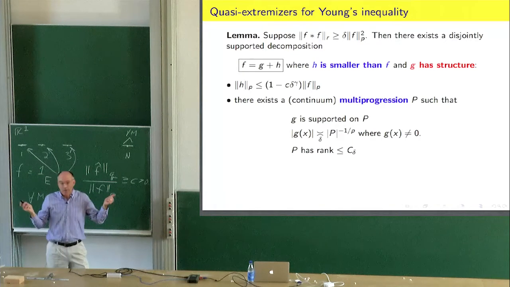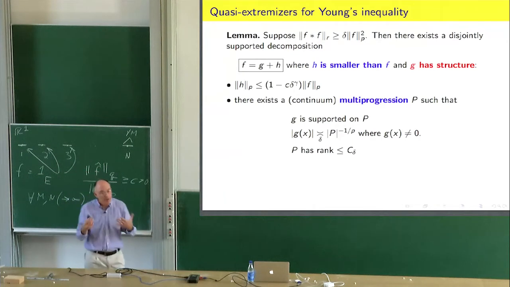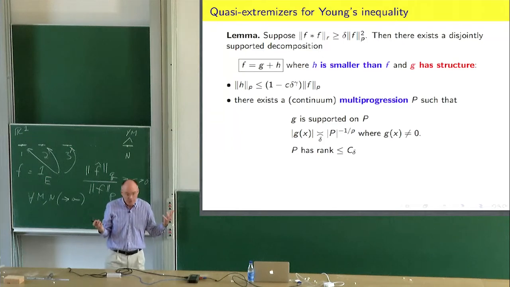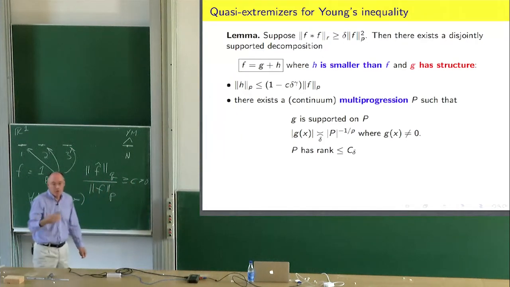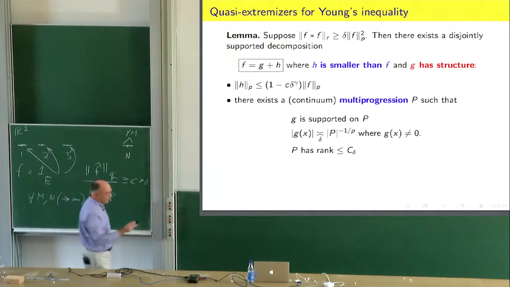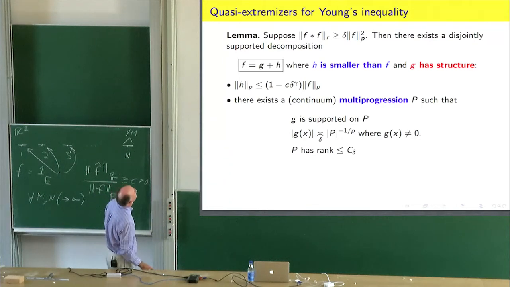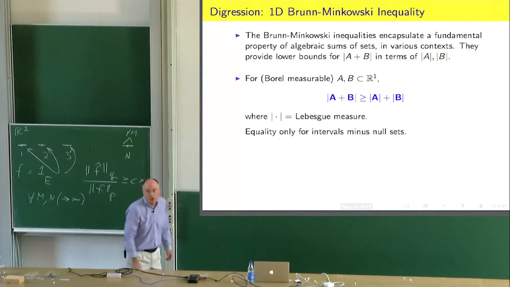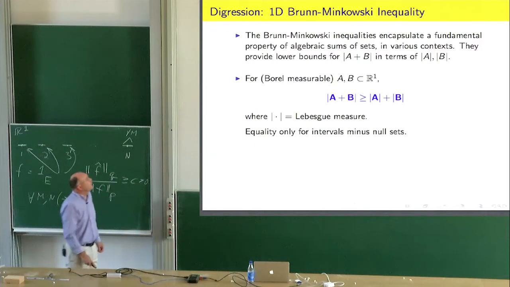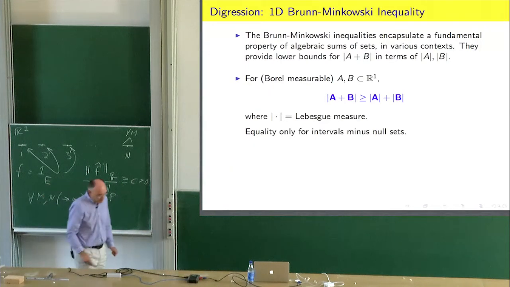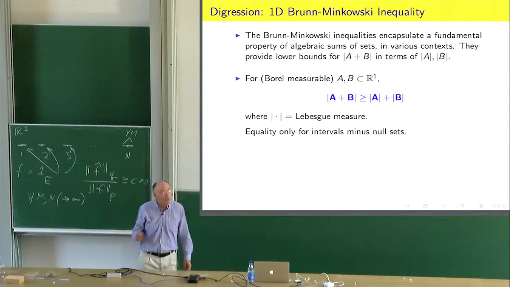Okay? So you get a part which may only be a small fraction of the norm of f, but it's a definite fraction, and that part is very much connected to one of these continuum multi-progressions. And then you get a part whose norm is strictly less than the norm of f by a definite amount. Okay. So those are quasi-extremizers for Young's inequality, and I just want to tell you a little bit about what goes into understanding that.